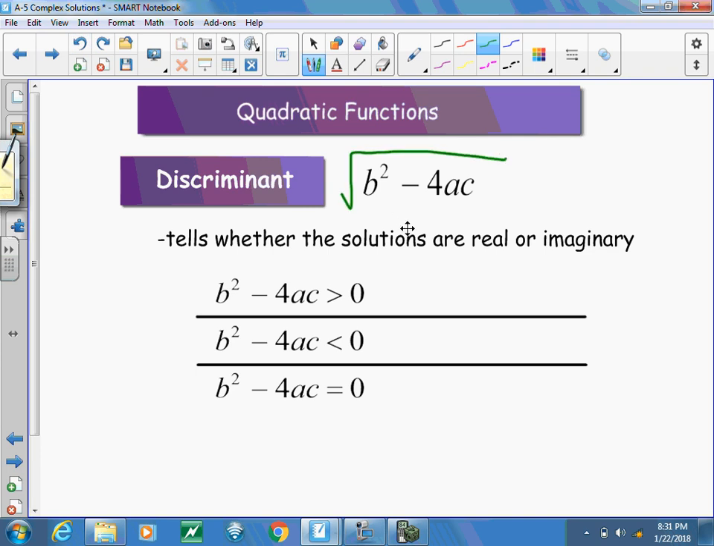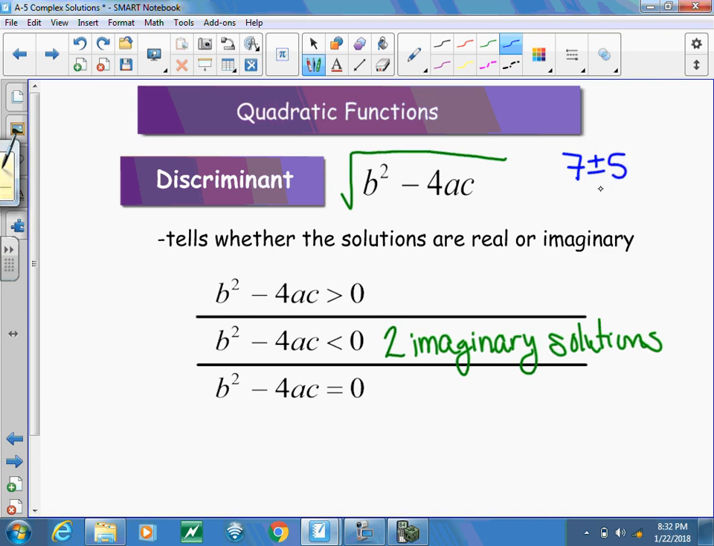Well, when you're taking square roots, you can't take square roots of negative numbers. So when this number is less than 0, that's when you have two imaginary solutions. Now, if your value is greater than 0, say you have the square root of 25, well, the square root of 25 is 5. So we could take that 7 plus or minus 5 all over whatever number it is, and you're going to get those two real solutions.